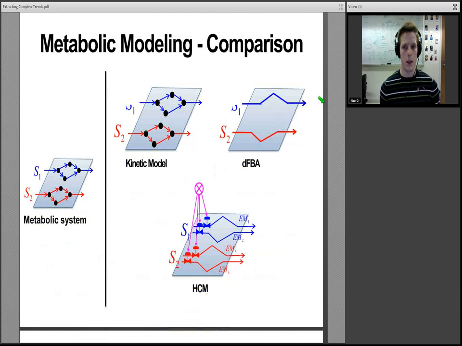So comparing this cybernetic framework with other metabolic models, we have a general description of the metabolic system here on the left side of the screen, where the arrows represent metabolic reactions and the dots represent the concentration of different chemicals.